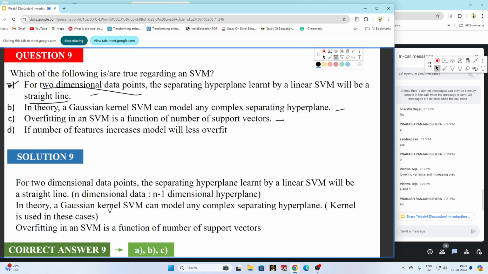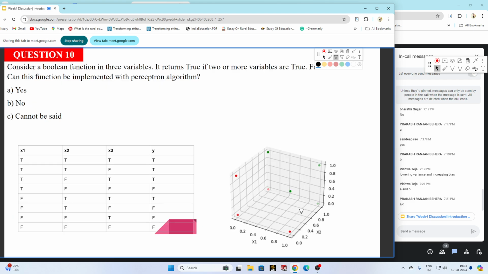So in theory, with the help of a kernel function, we are increasing the input features such that we can have a hyperplane separating this complex data. Now, overfitting in an SVM is a function of the number of support vectors. So A, B as well as C is correct. Okay. Now moving on to the next question.